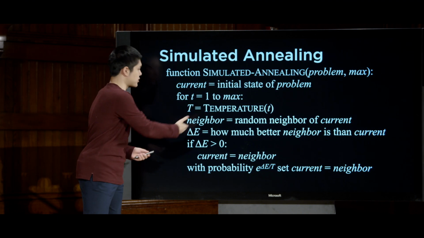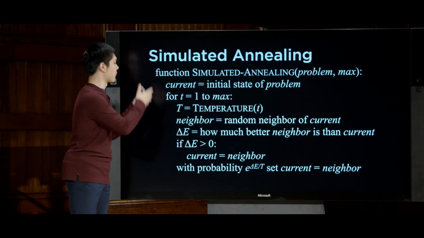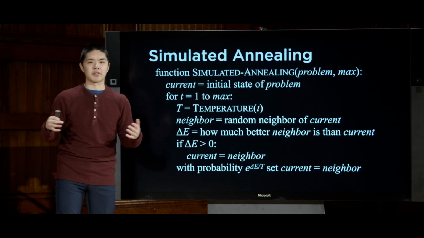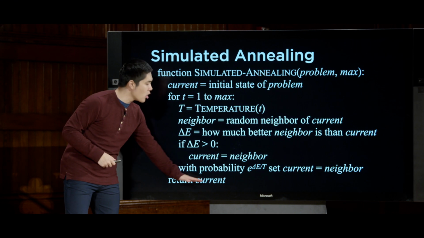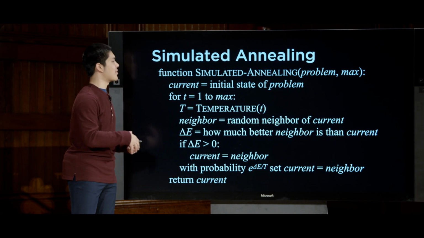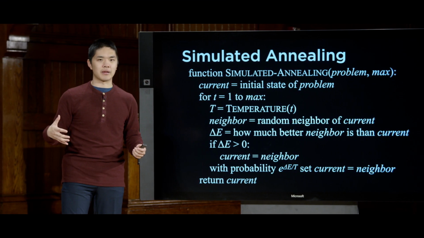And then as the temperature decreases, eventually we settle there without moving around too much from what we found to be the globally best thing that we can do thus far. So at the very end, we just return whatever the current state happens to be, and that is the conclusion of this algorithm. We've been able to figure out what the solution is.